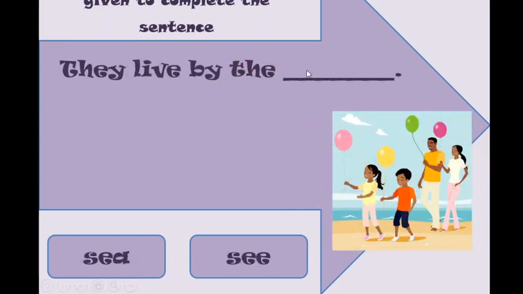They live by the... What is this behind? Is it the sea or I can see? Which one is it? Tell me. I know which one you say. You say sea. Perfect. SEA. This one is the ocean. So they live by the ocean.